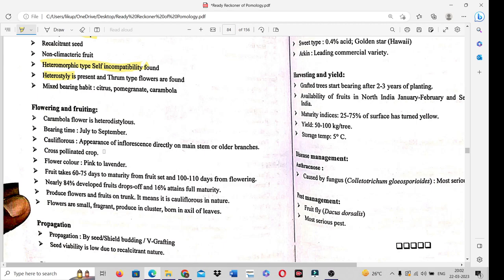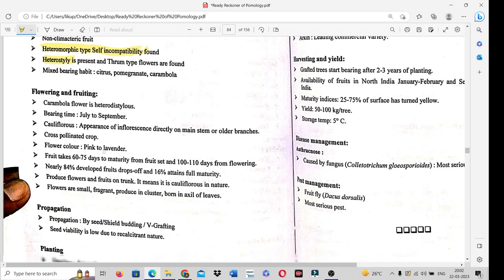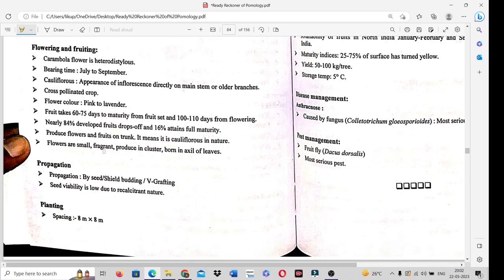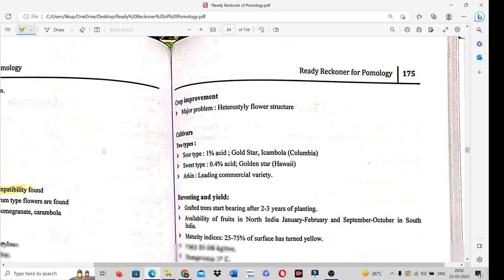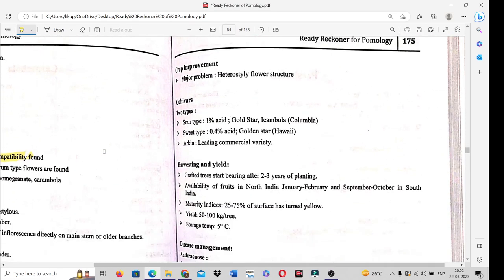Then propagation is by seed, but seed viability is poor due to its recalcitrant nature. Spacing is 8 meter by 8 meter. Then the major problem in crop improvement is heterostyly, the flower structure. Then cultivars are of 2 types, sour type and sweet type.